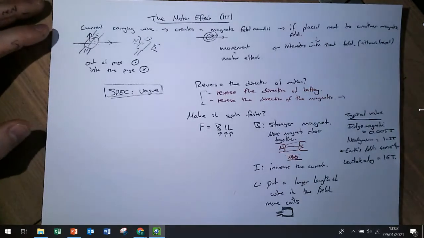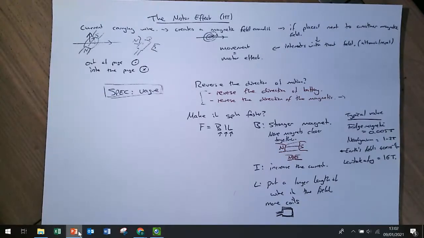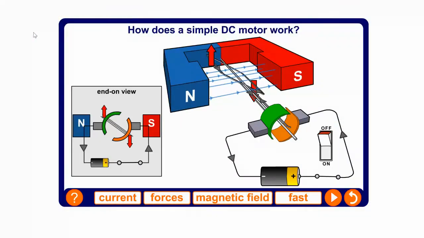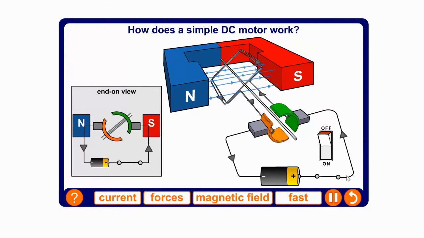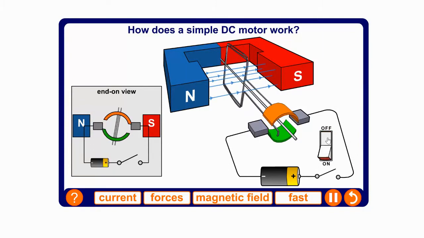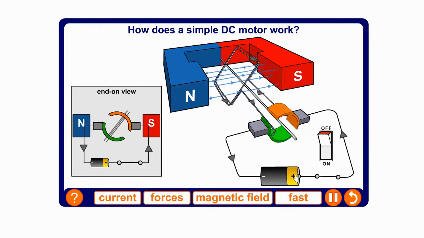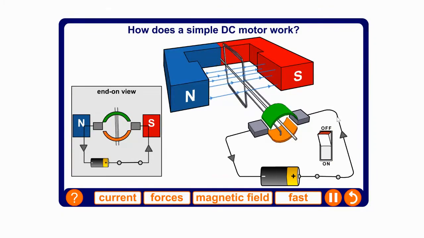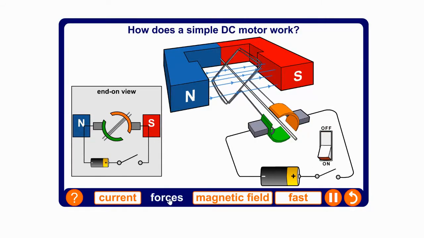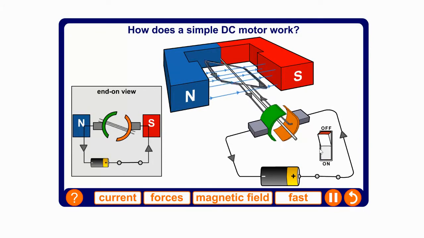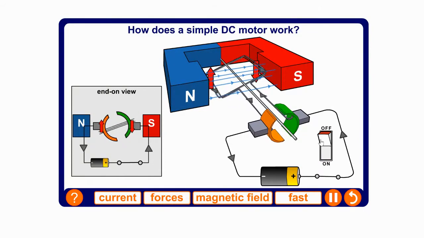So let's look at some motors. Something like the Boardworks Animation is incredibly useful here, because you can have it spinning on the board and you can really talk through every single part of it. If you start it playing, you can say, right, well, obviously when there's no current flowing, it doesn't move. You can turn it on. You can use Fleming's left-hand rule. You can trace the path of the current, and you can work out the direction of the forces.